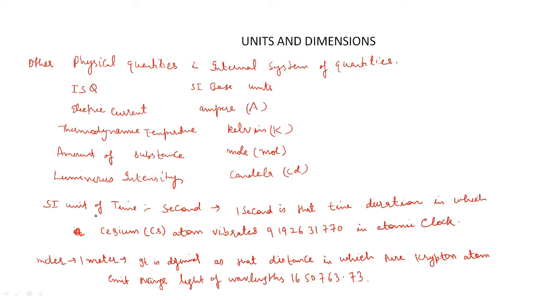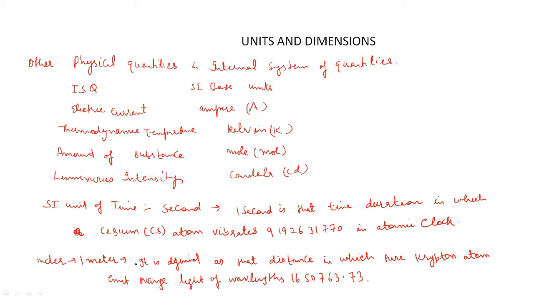Now we will define the SI unit of time and it is second. You know that. Now you must know how 1 second is defined. 1 second is that time duration in which a cesium atom vibrates 9,192,631,770 times in an atomic clock. So 1 second is that duration.